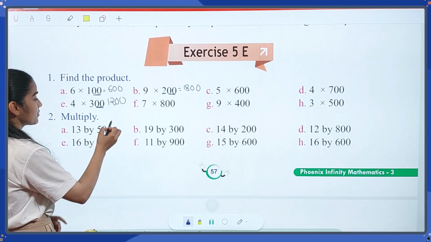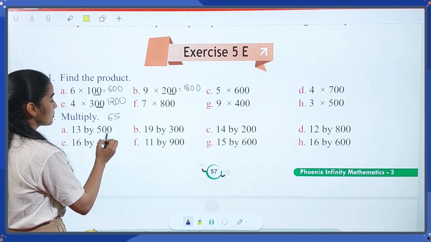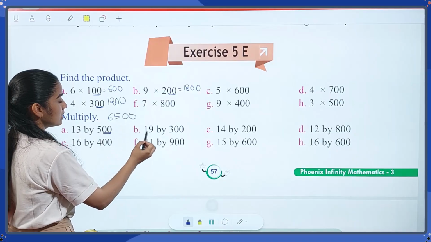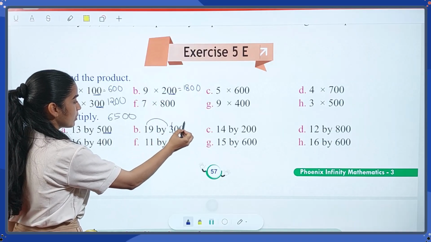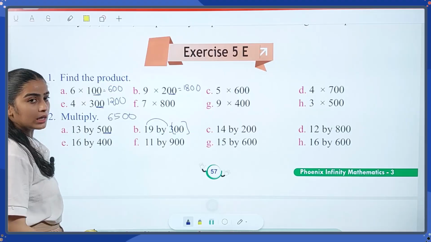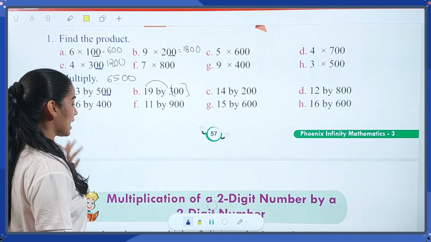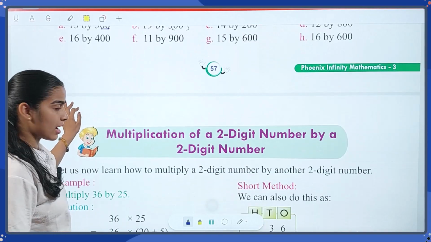Now 13 fives are 65. How many zeros are there? 2. So you just read the tables and forget about the zeros, and at the moment when you are writing your answer, the end product, just add the zeros, however many zeros you have.